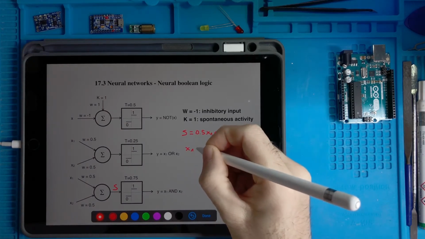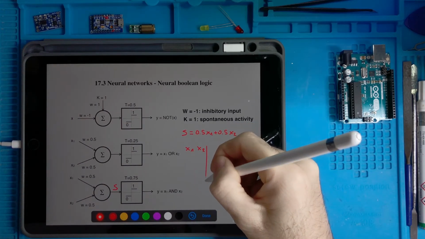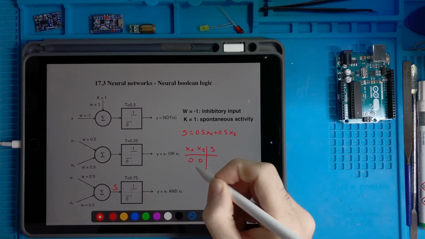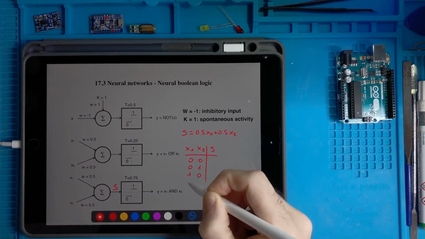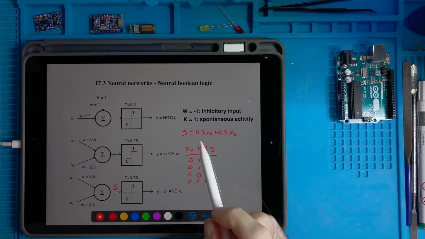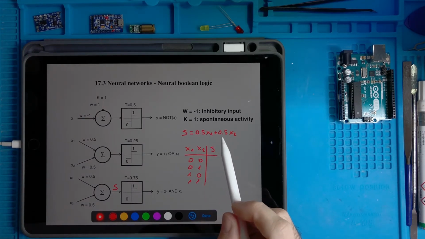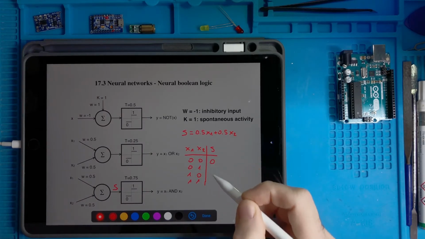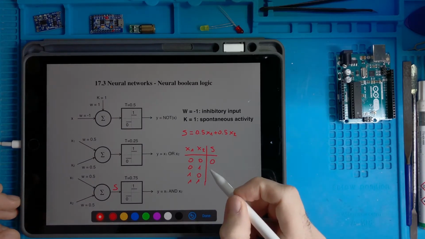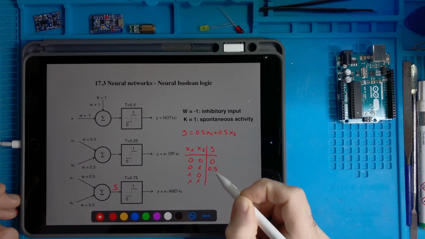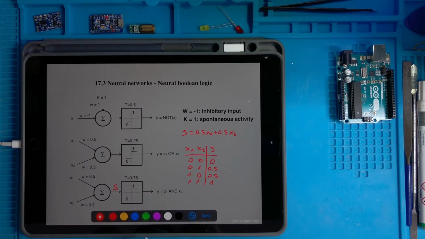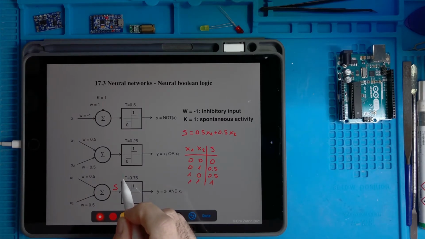And now let's write all the possibilities for our inputs. Again, 0, 0, 0, 1, 1, 0, 1, 1. So the output s now is this by this plus this by this and makes 0 in this case. Then again it's exactly the same thing, so it's 0.5, 0.5 and 1. But now what is different is this, the threshold.